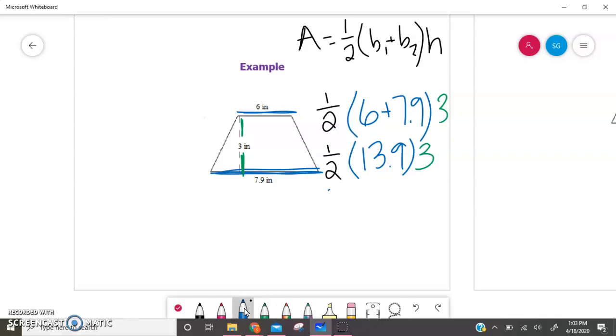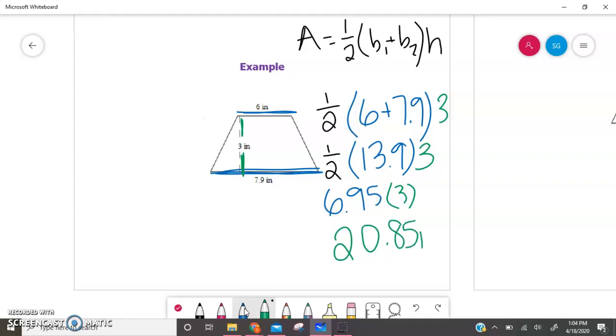So what is 0.5 or 1/2 times 13.9? If you got 6.95, you were correct. And then the last step is to multiply by our height, which was 3. So what would your final answer be? Awesome. Your final answer should have been 20.85 or 20 and 85 hundredths. And remember, we need a label, so we have inches squared.